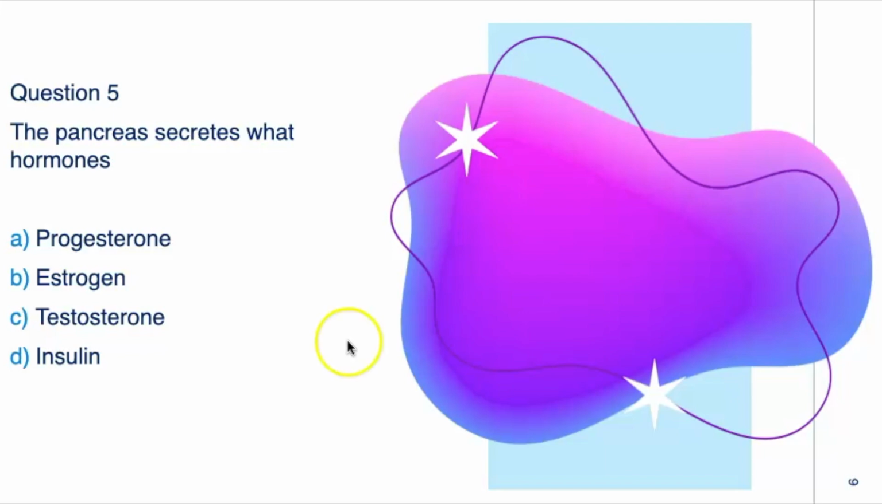Insulin is secreted by the pancreas in order to metabolize your carbohydrates, your glucose. That's what breaks down the glucose molecule and helps to level out your sugar, is the insulin. So that is the correct answer.